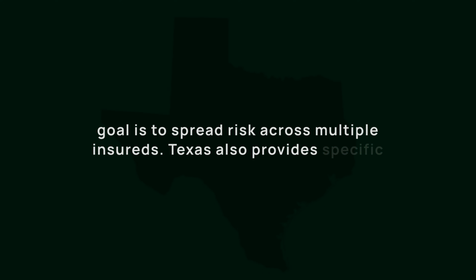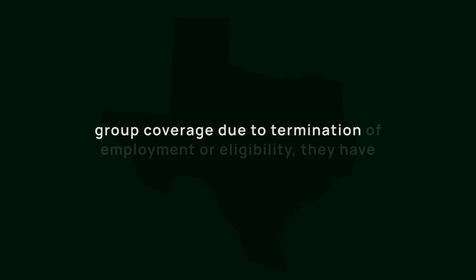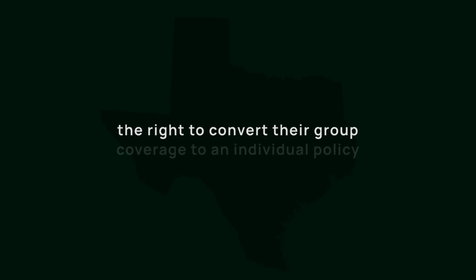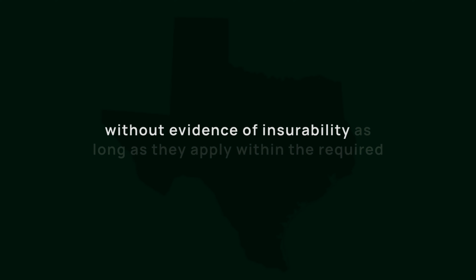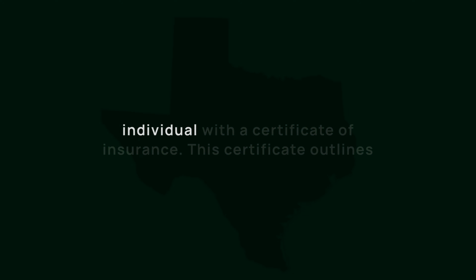Texas also provides specific conversion rights for group life insurance. When an individual loses group coverage due to termination of employment or eligibility, they have the right to convert their group coverage to an individual policy without evidence of insurability, as long as they apply within the required time frame. Group life policies issued in Texas must provide each insured individual with a certificate of insurance.